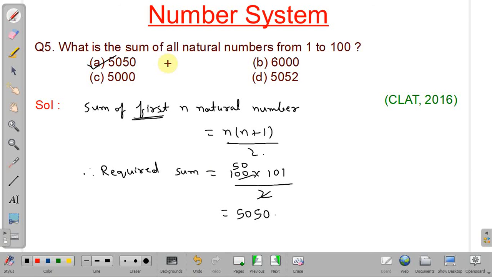Okay friends. So in this lecture we have discussed some important questions on number systems.